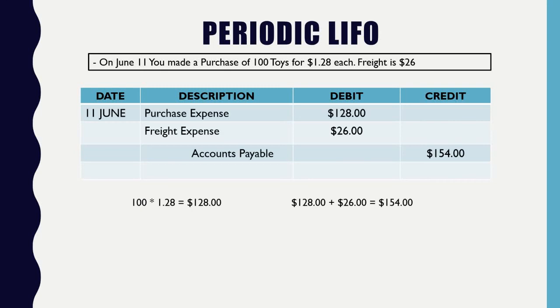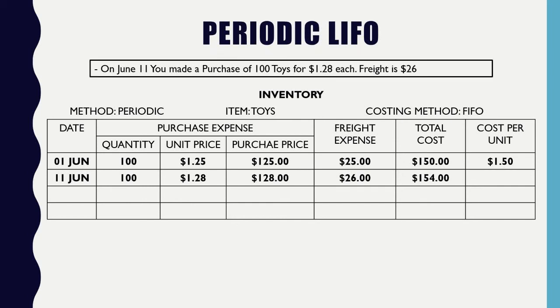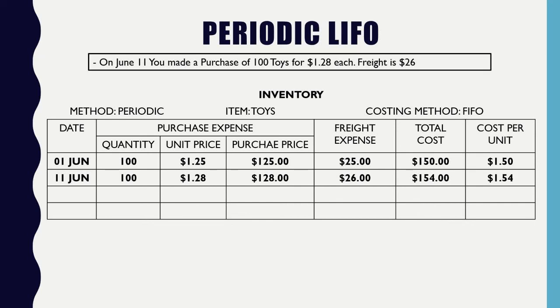Same thing here. We're going to plug it into our inventory worksheet exactly like this: 100 of them at $1.28, and you solve for the purchase price of $128, plus $26 gives you $154. And then we need to solve for our cost per item. So for this second batch of inventory, it's going to cost me $1.54 per item that I sell.